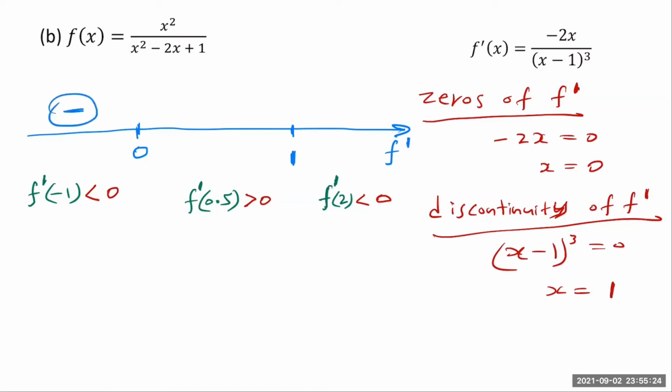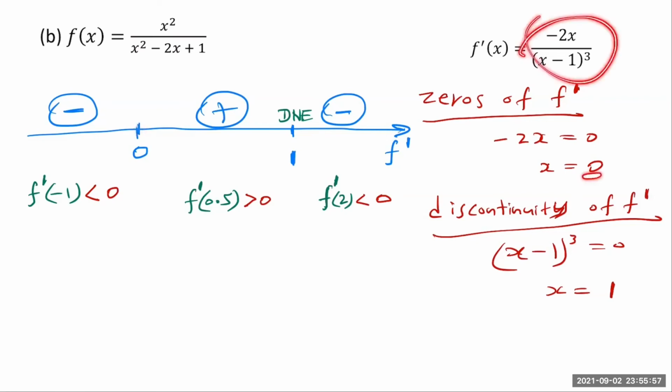Here, the sign is negative. In this interval, the sign is positive. And in this interval, the sign is negative. And notice that at x is equal to 1, your derivative is not defined because when x is equal to 1, your denominator is 0. So here you have to write does not exist. Okay, that's the sign chart. And notice that at this point, the derivative is 0, because 0 is the zero of this function.